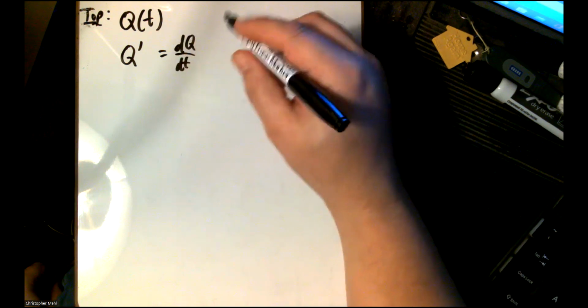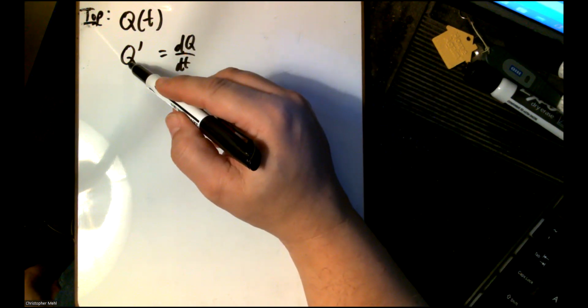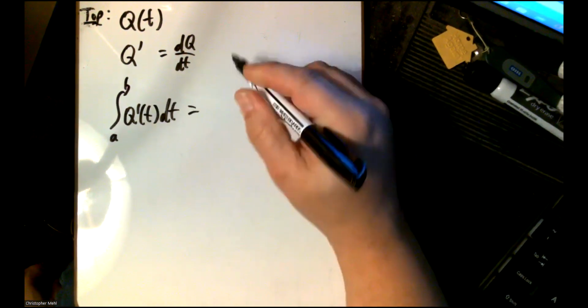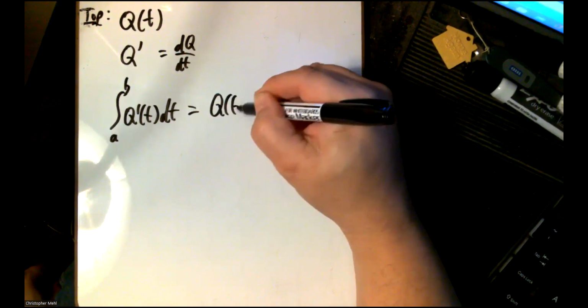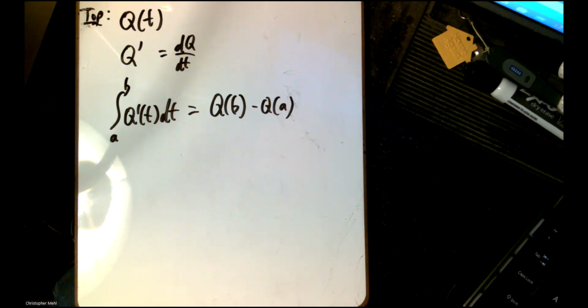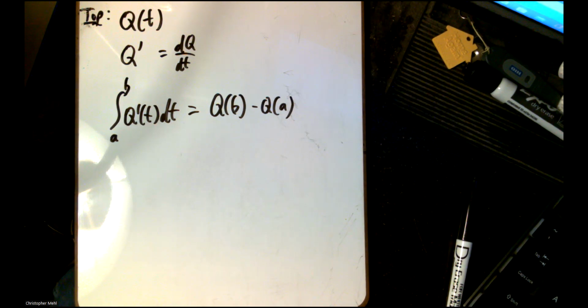And the argument is the same as before. Since Q is an antiderivative of Q prime, the integral from a to b of Q prime of t dt is Q at b minus Q at a. In other words, the net change of Q over the interval AB. Geometrically, the net change in Q over that time interval AB is the net area under the graph of Q prime over the interval AB.